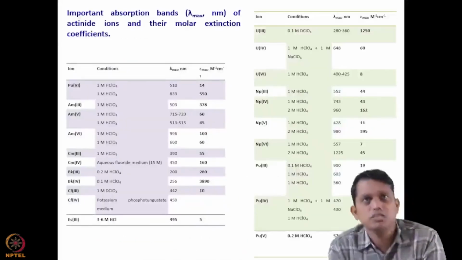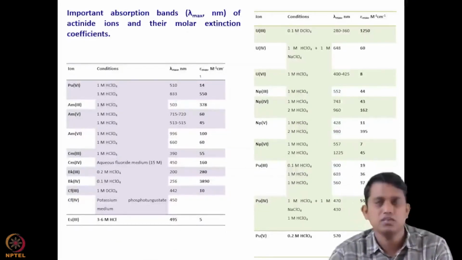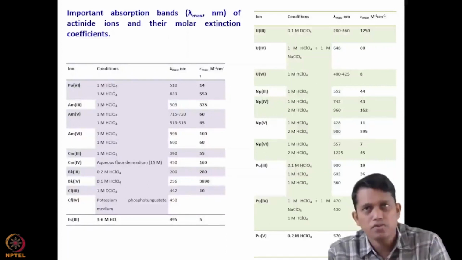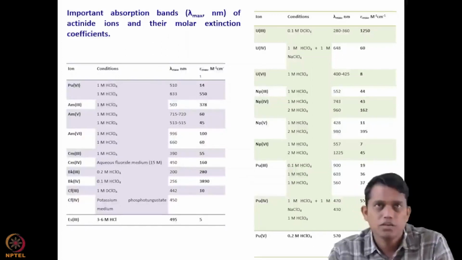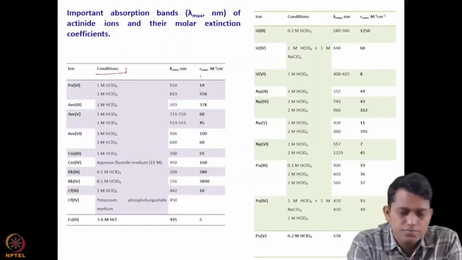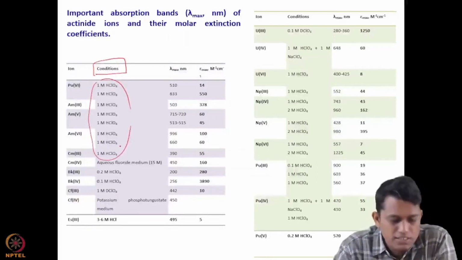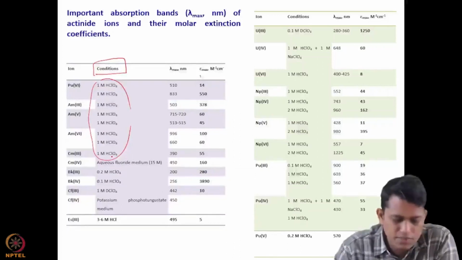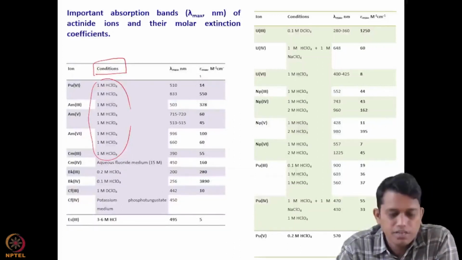So in this table you can find most of the actinides that we generally use for our different kinds of studies, like plutonium, americium or neptunium, and the different conditions in which we generally prefer to store them. The spectra in different conditions are given in the previous slide, that is in nitric acid as well as HCl medium. But here we have just compiled the data in the perchloric acid medium.